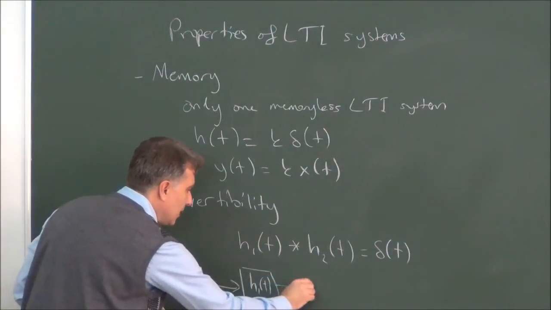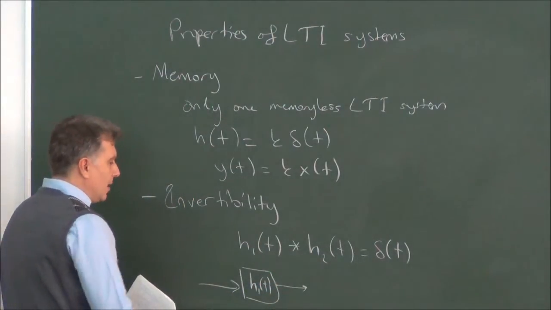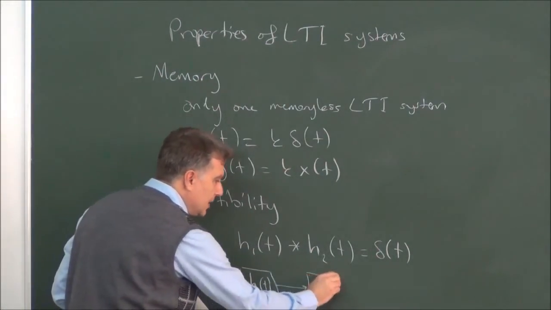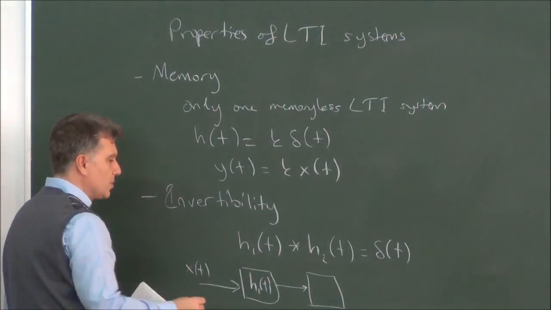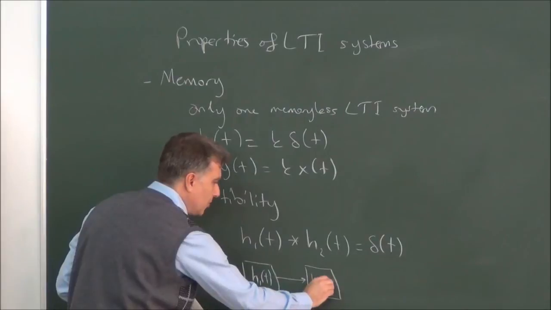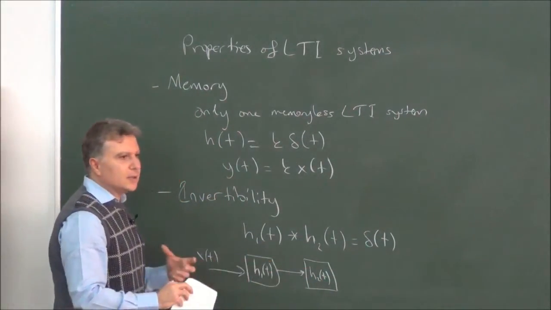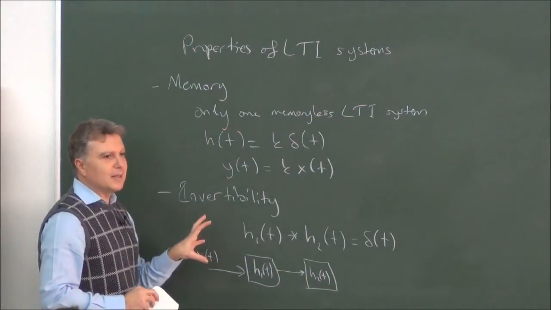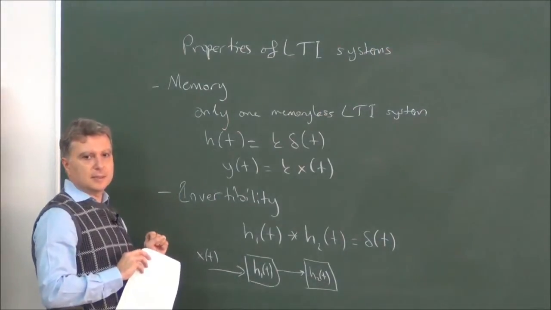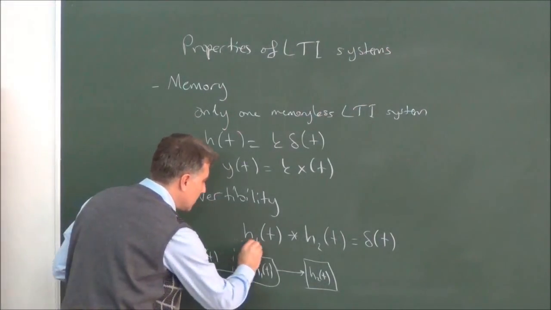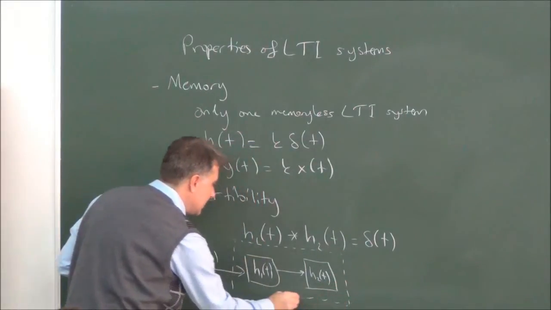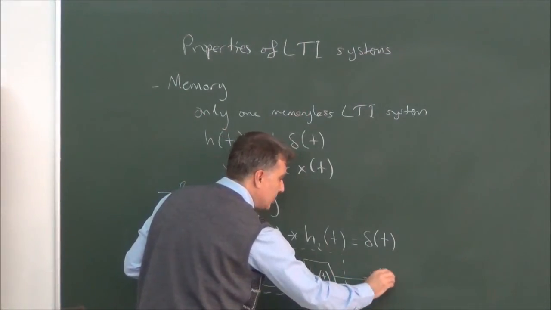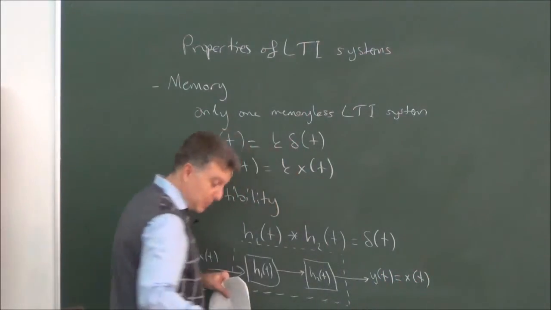So h1 of t is our system, and x of t is coming. Then the inverse system is here, if it is an invertible system, of course. The inverse system is here, which is h2 of t. And we know that if you cascade two systems, then you have to convolve these two to combine them into a single system. So these two things will correspond to our new system. And here we have the output, which is y of t, and it must be equal to x of t, by the way.